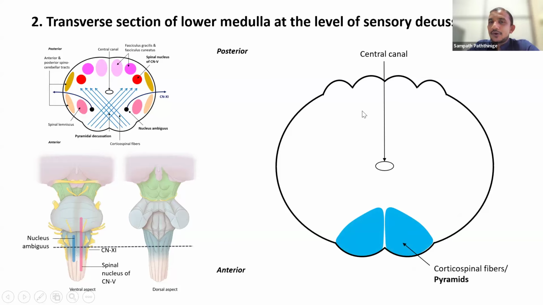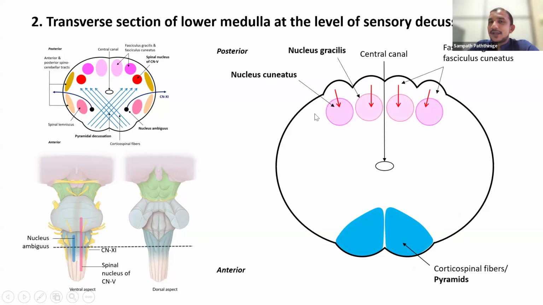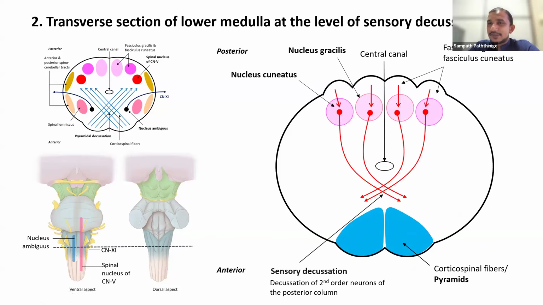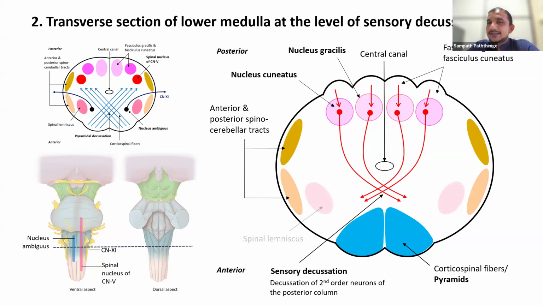So then you go on to the posterior column. You have the nucleus gracilis and the nucleus cuneatus. So the fibers come there. The second order neuron begins at that point and crosses to the opposite side. So there is a sensory decussation. You have the spinocerebellar tracts and the spinal lemniscus, right? So those are the ascending tracts.